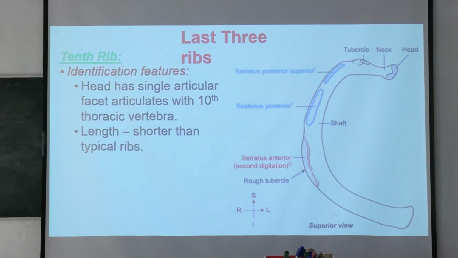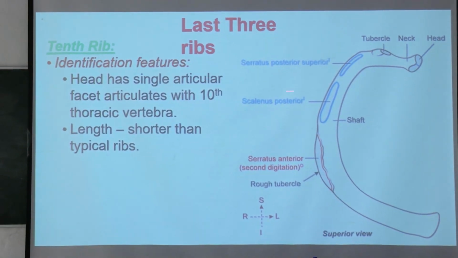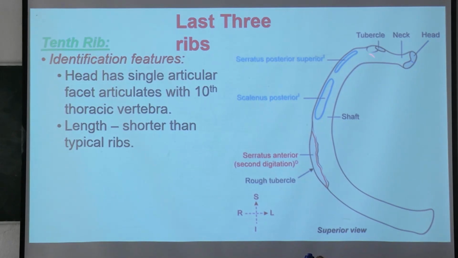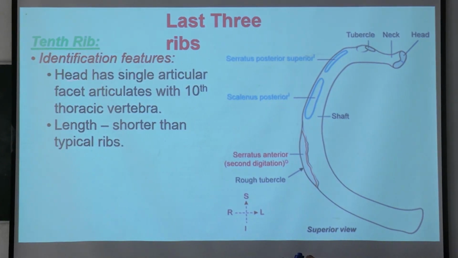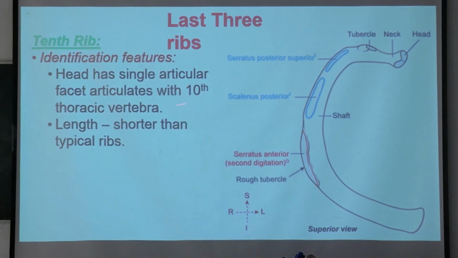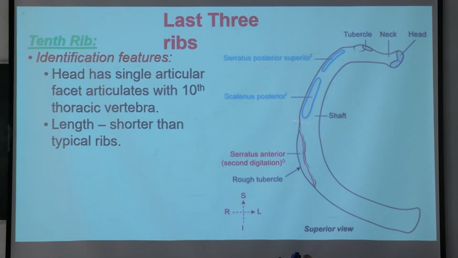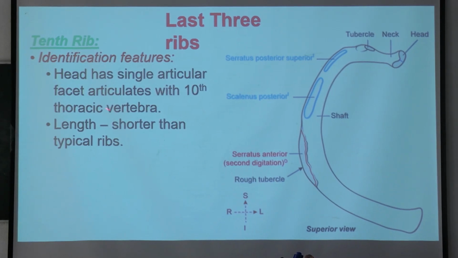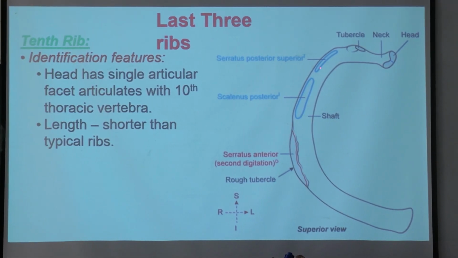Okay, next we go to the 10th rib. 10th rib, head has single articular facet, articulates with 10th thoracic vertebra, and length is shorter than the typical rib. Only difference is this, you remember this point to identify 10th rib. Head has only single articular facet, articulates with the 10th thoracic vertebra. Okay, understood?